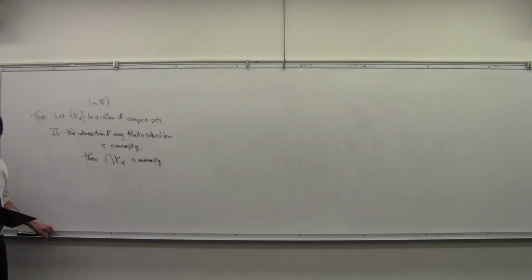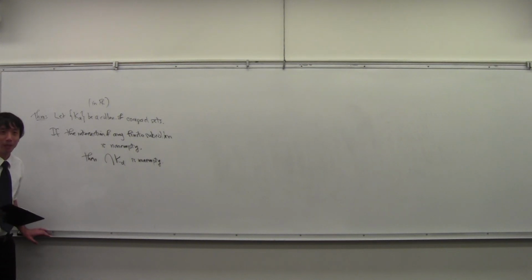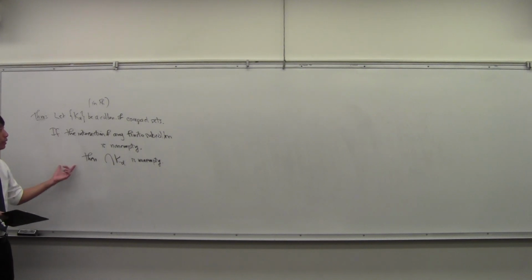Is this not a property of all sets in general? Is this something that all sets do? Can anyone think of a bunch of sets where the intersection of any finite subcollection is non-empty, but the intersection of all of them is empty?